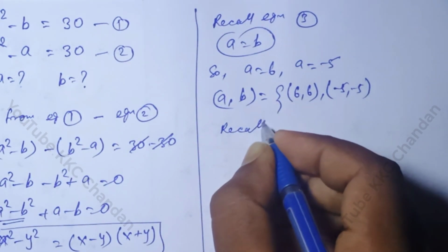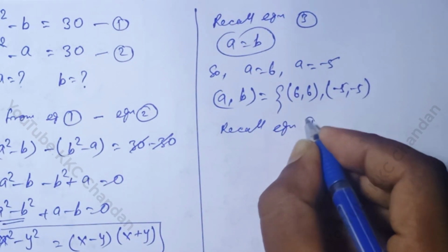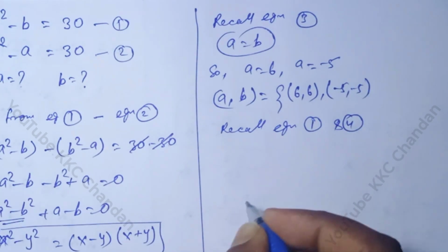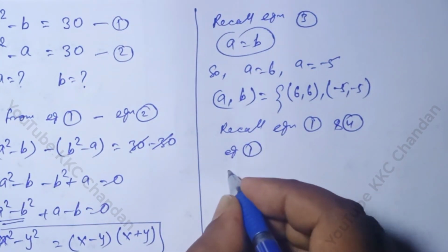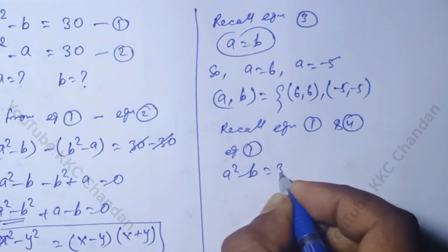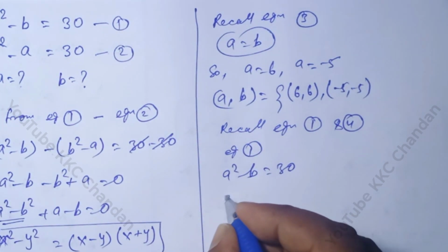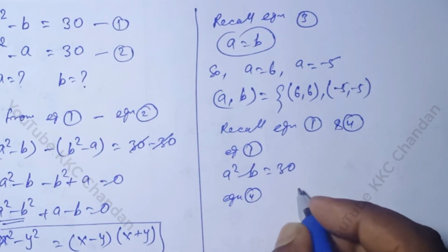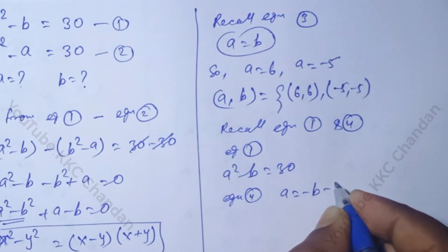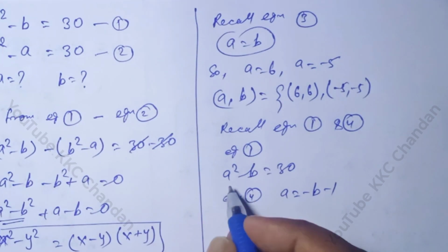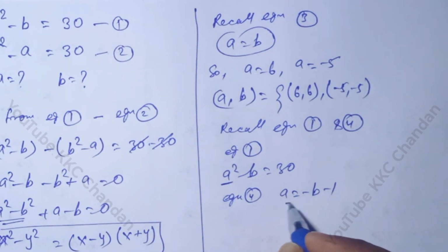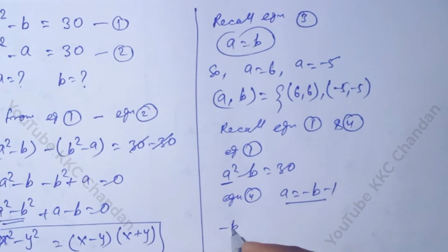Recall equation number 1 and equation number 4. Equation number 1 says a square minus b is equal to 30. Equation number 4 says a is equal to minus b minus 1. Therefore, in place of a, put this value: (minus b minus 1) whole square minus b is equal to 30.